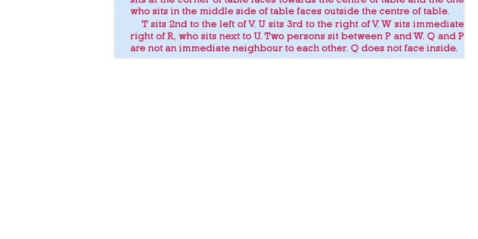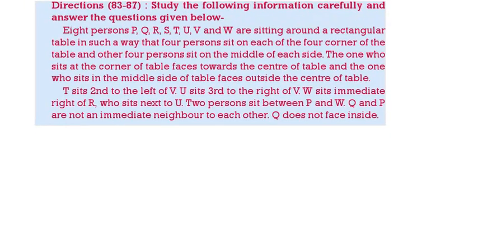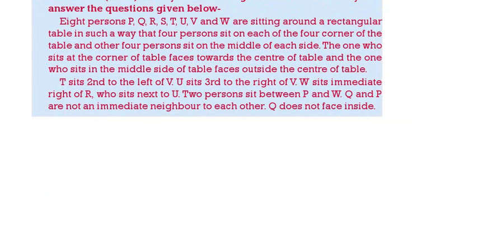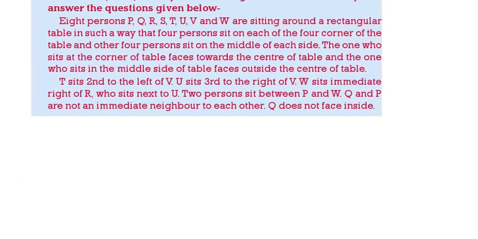See the next one. 83 to 87. Here there are 8 persons, P, Q, R, S, T, U, V, W, sitting around a rectangular table. 4 persons are at the corners and 4 persons in the middle. Those sitting at the corners face the center. Those sitting in the middle face outside. T is sitting second to the left of V. U is sitting third to the right of V. W is on the immediate right of R, who sits next to U. There are 2 persons between P and W. Q and W are not immediate neighbors to each other. Q does not face inside.